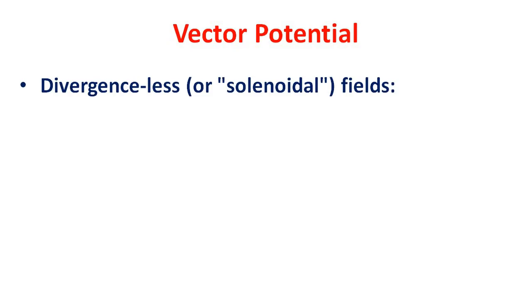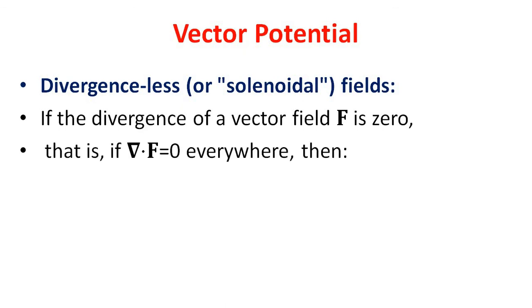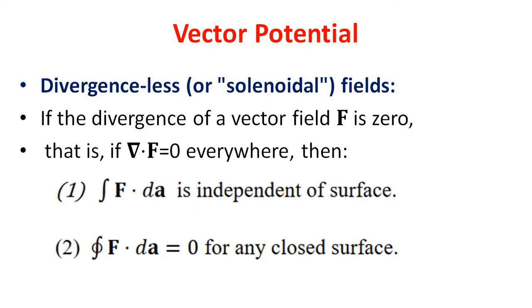Divergence-less or solenoidal field. If the divergence of a vector field is 0, or if del dot F equal to 0 everywhere, then we can call the field as divergence-less or otherwise solenoidal. Now, if del dot F equal to 0, then we can write the condition integral F dot dA is independent of the surface. Closed integral F dot dA equal to 0 for any closed surface.